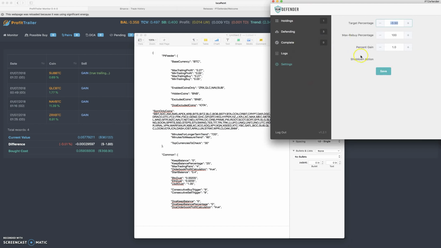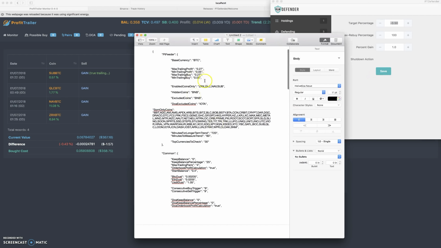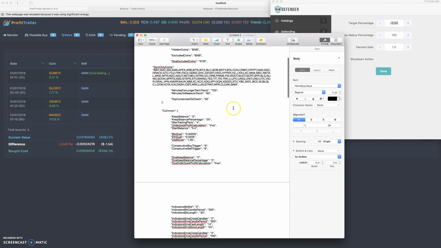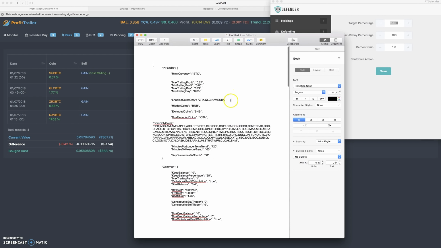PTDefender has enough settings and enough different variances of how you can use this product that I am still honing this in to find the best thing. This is almost as intense as setting up a PTFeeder, because you need to come up with a strategy on how you're going to combine all of these trading softwares. And that's what I'm trying to do in this video as well. So what we'll do is go over the important stuff.